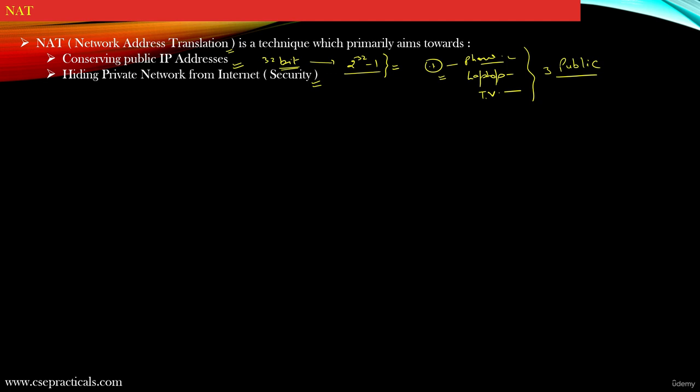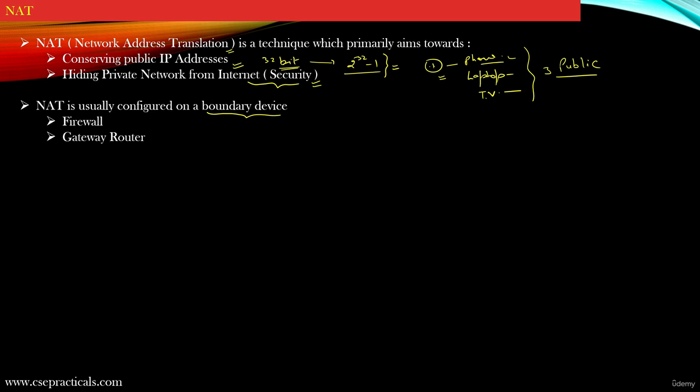The second reason is hiding the private network from the internet. This we will discuss along the way. Now, network address translation is configured on the boundary devices, and the device on which NAT is usually configured is a firewall or a gateway router.